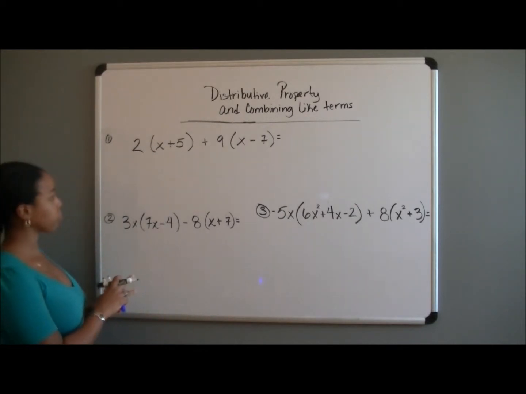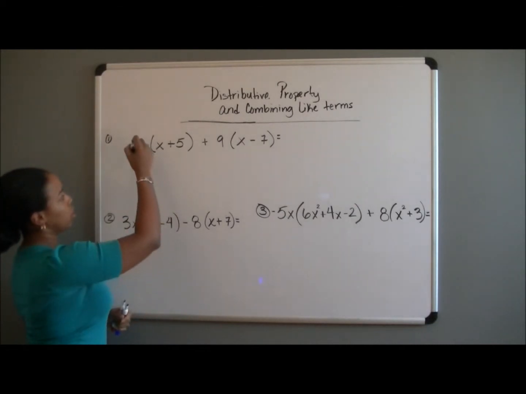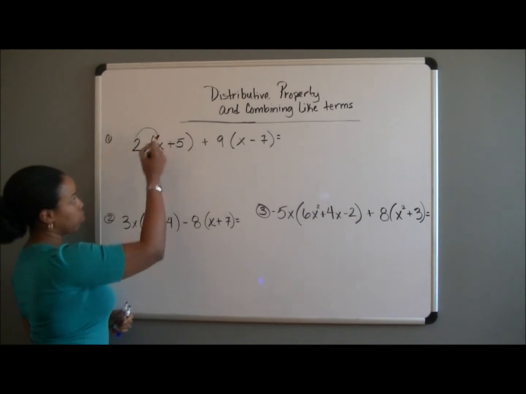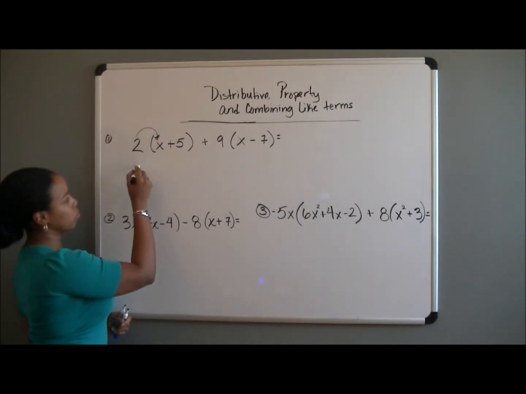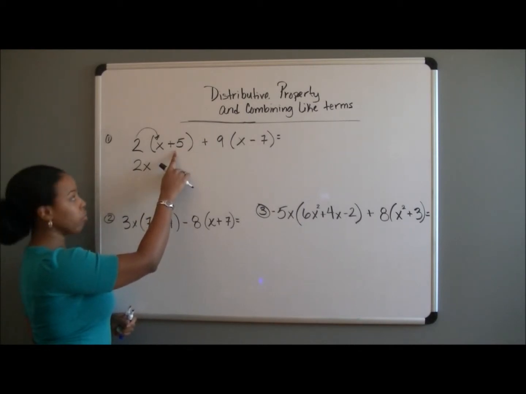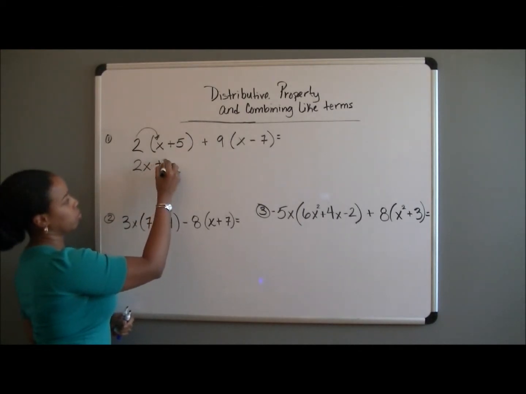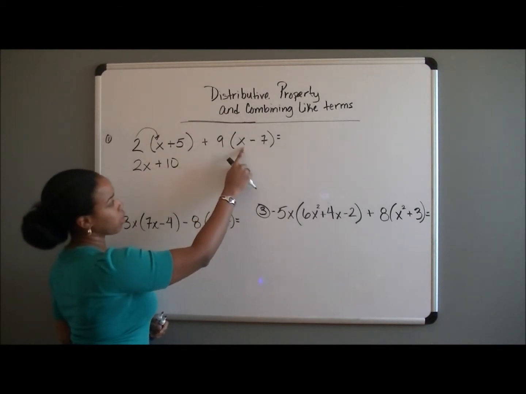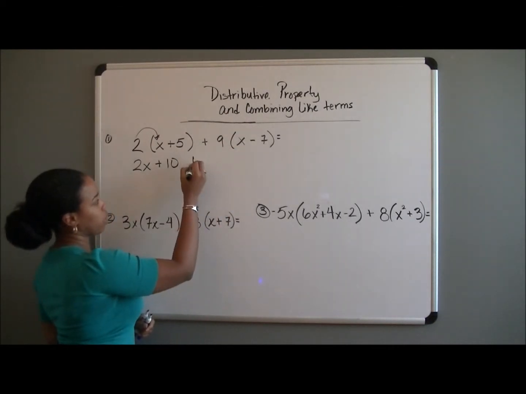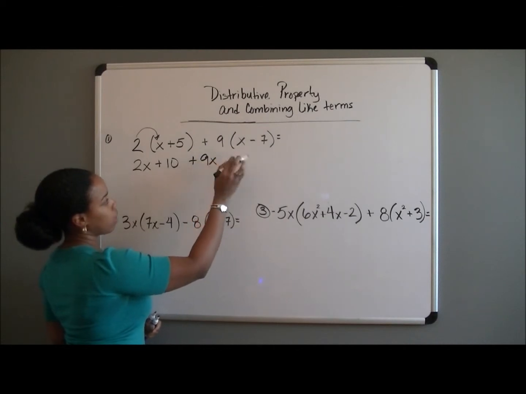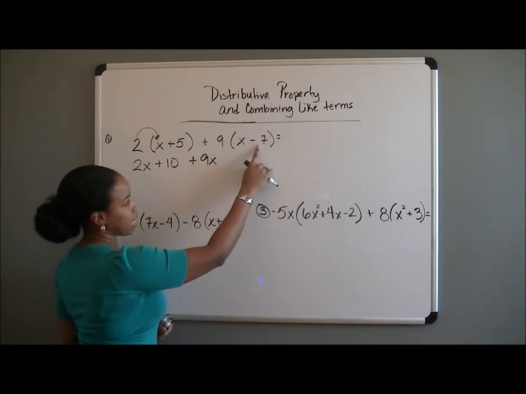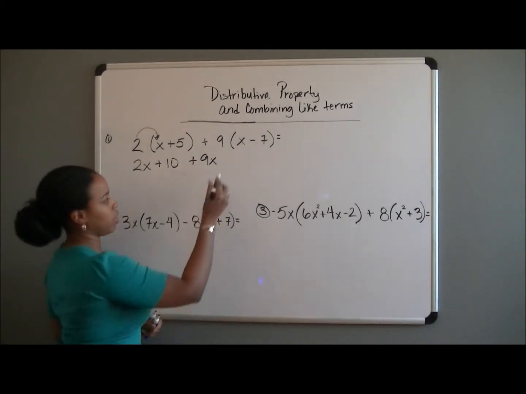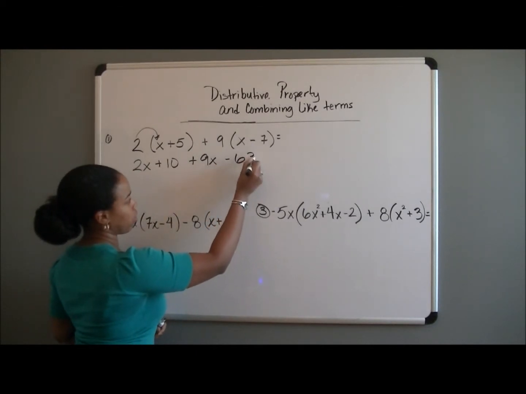So for the first one, we need to multiply 2 times x, which is 2x, and then 2 times positive 5, positive 10. Positive 9 times x, positive 9x, and then positive 9 times negative 7, negative 63.